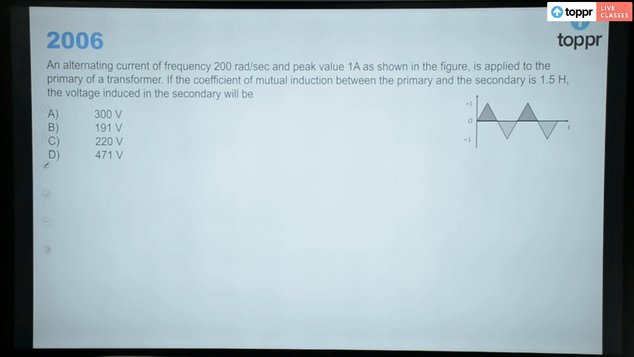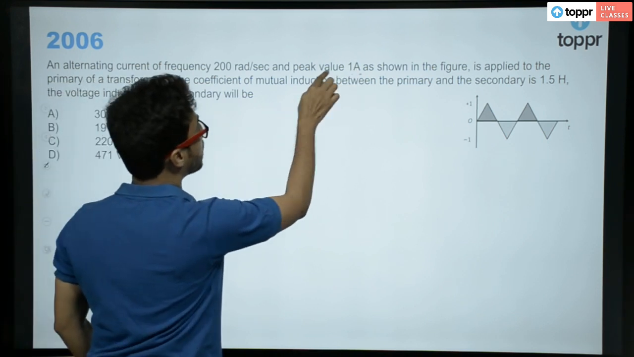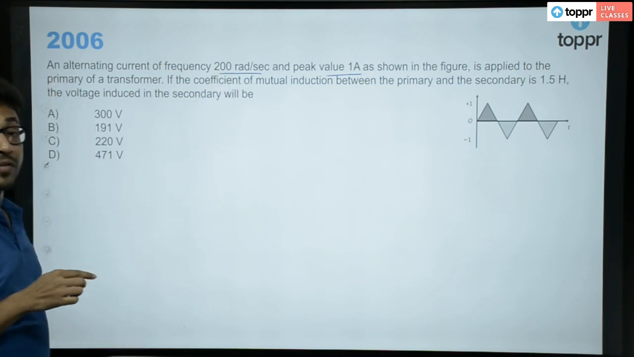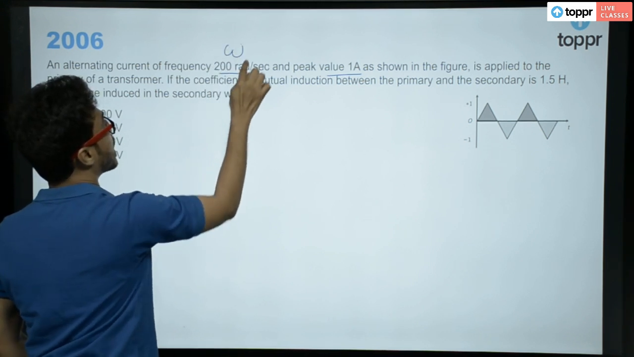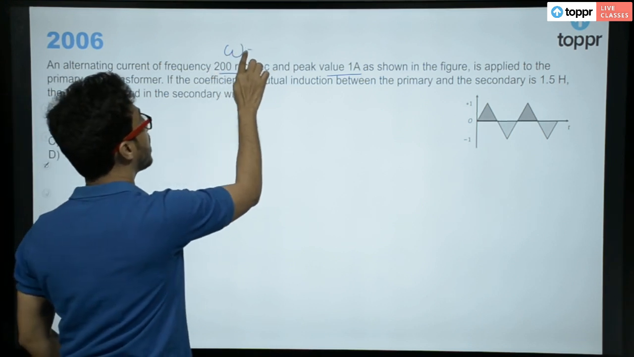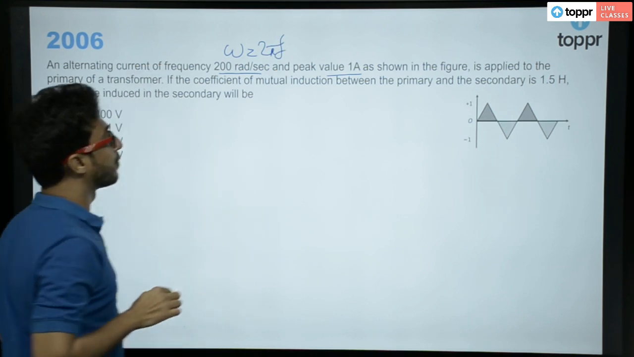Now we have come to the next question, of electromagnetic induction. An alternating current of frequency 200 radian per second and peak value 1 ampere. So what is this? It is nothing but frequency, but not the normal frequency, the angular frequency. So 200 radian per second means it is nothing but omega, that is nothing but 2 pi f.